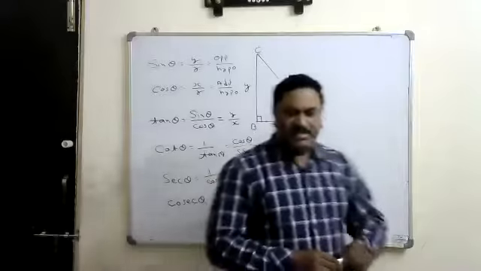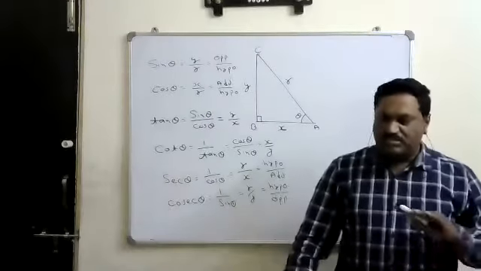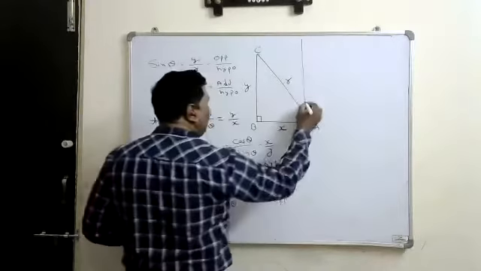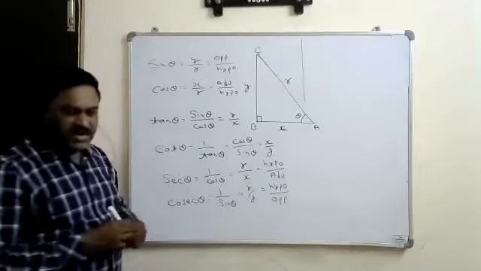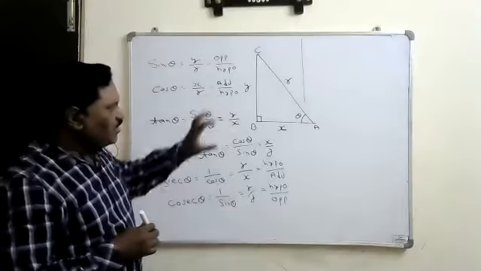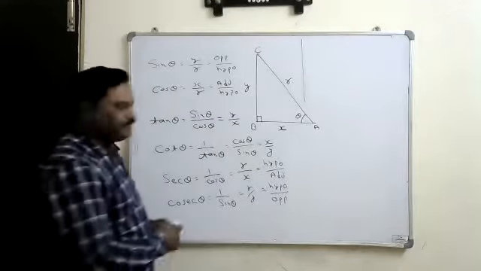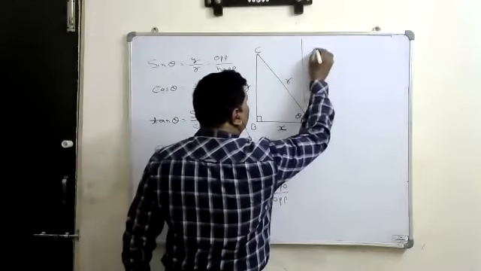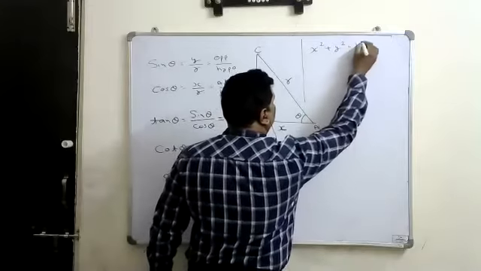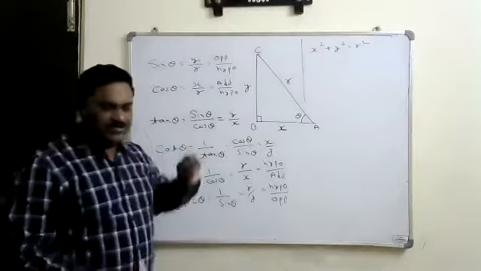From these basic definitions, first they derived the identities in trigonometry. Since it is a right angle triangle, if you apply the Pythagoras law, how do you write it? r square is equal to y square plus x square. Good. So x square plus y square is equal to r square, which is the Pythagoras law.